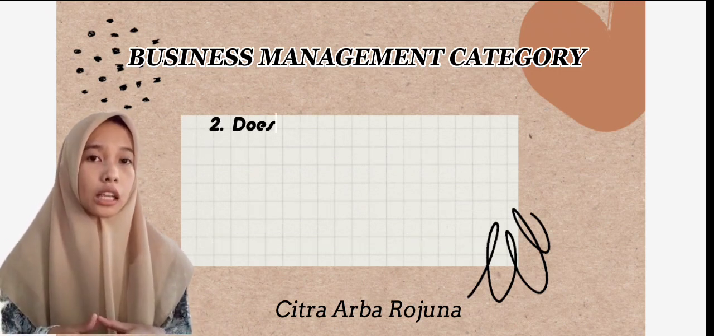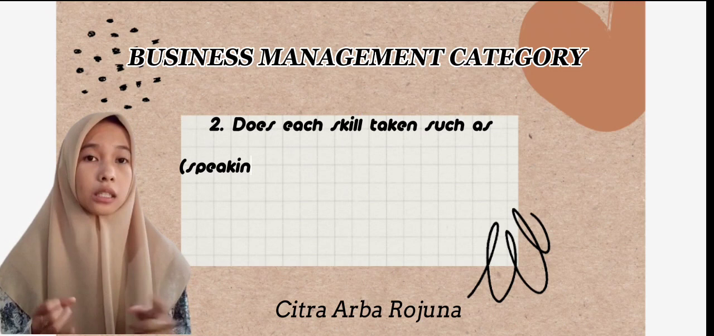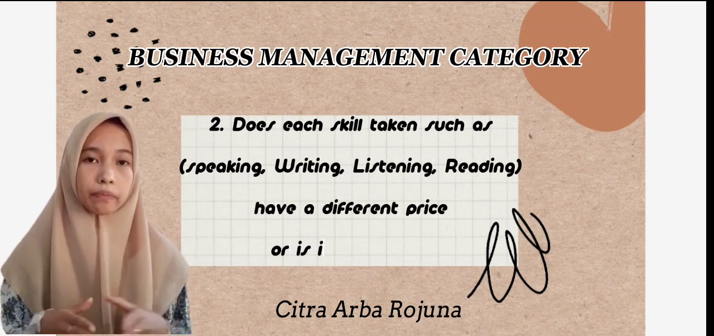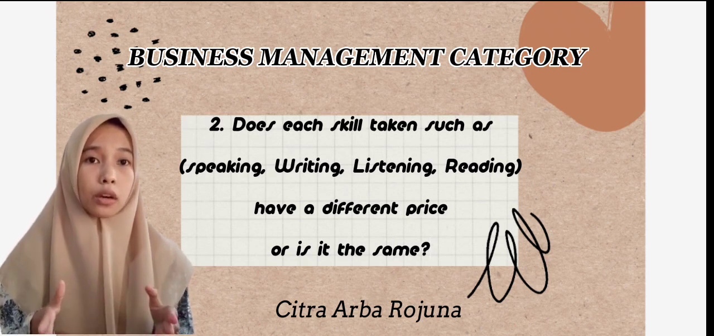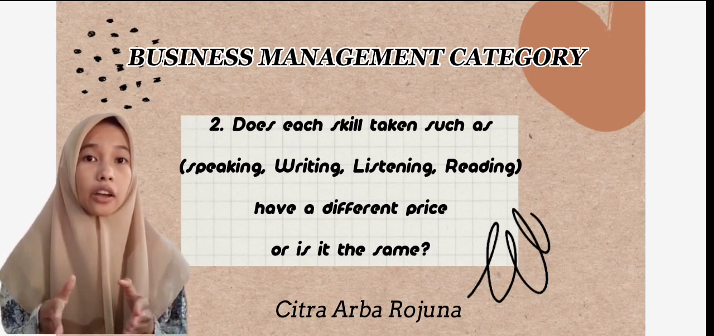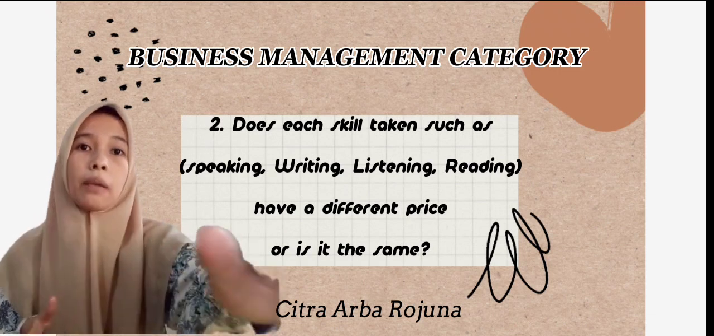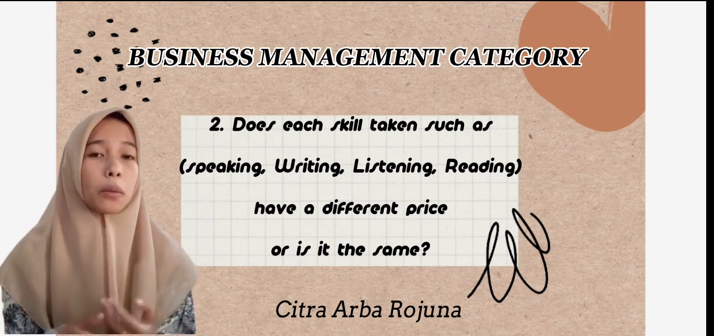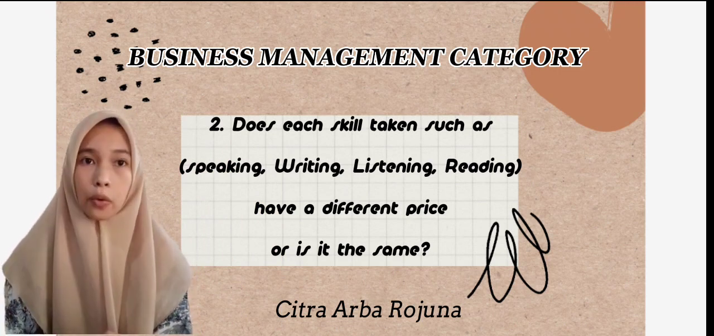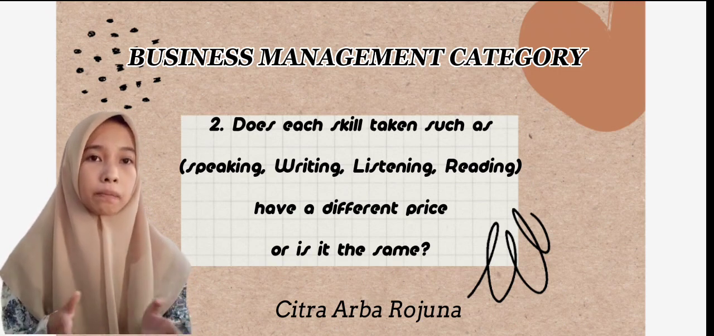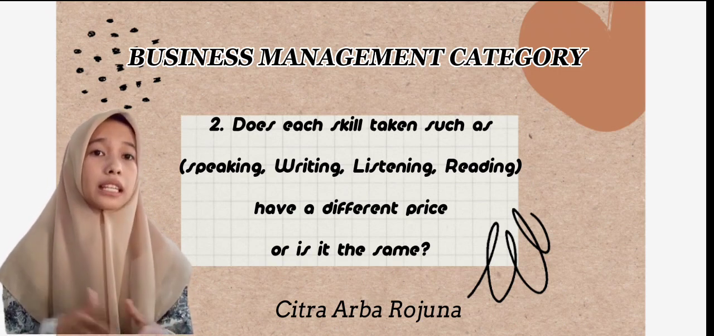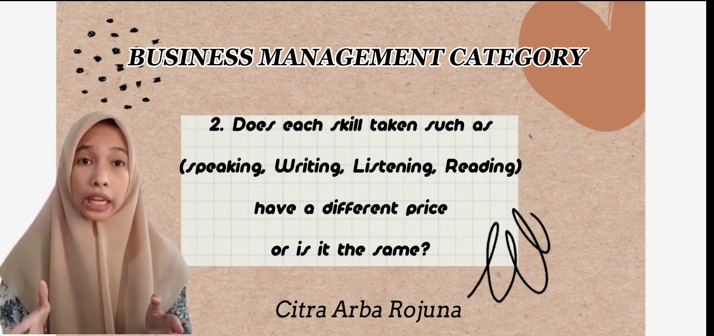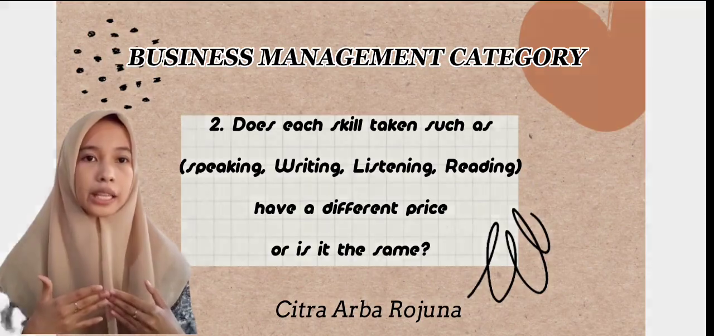The second question is, does each skill taken such as speaking, writing, listening, and reading have a different price or is it the same? This question is important to ask just in case there are different price lists of each items because sometimes people want to take one or two items like only speaking and listening or maybe the institution offers different course fee if taking the entire item. This question is important because as a customer, we need to know that kind of things as a transparency between the institution and the learners.